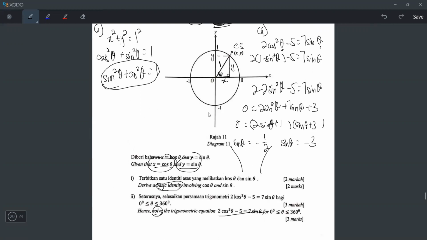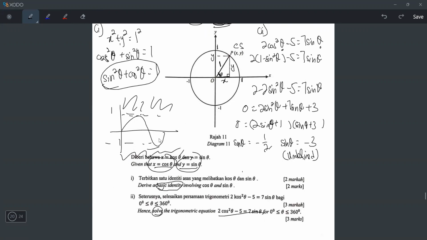This one, normal case or special case? Normal case. What about this one, sine theta equals negative 3? Normal case or special case? This one is undefined. Math error. So I will write undefined here. The reason it is undefined is because sine has a limit of 1 until negative 1 only. So for example, let me show you. This is the sine graph. The highest value is 1, the lowest value is negative 1. Anything beyond that, no answer. That is why sine theta equals negative 3 is undefined.